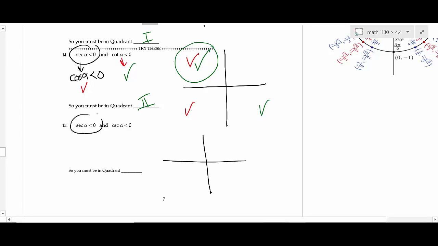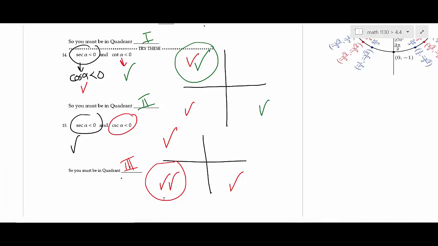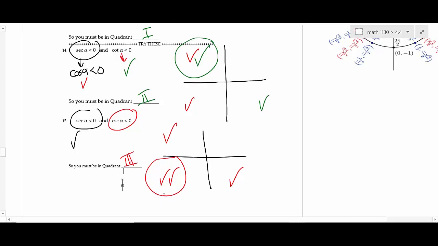Secant negative would be in these two places. So the secant's negative in those two quadrants. Where is the cosecant negative? The cosecant is r over y, so where is y negative? Down, right, exactly, okay? So that means the cosecant would be negative there and there. So that means that you are in quadrant 3. That's a quick way to figure that out, just by doing that diagram. Each statement's going to be true in 2 quadrants, and they're always going to overlap in 1. That's the way that goes together.